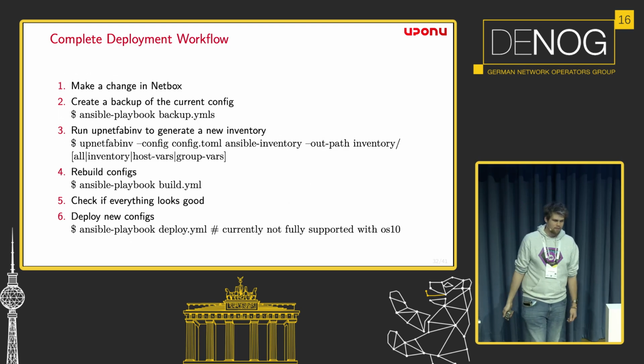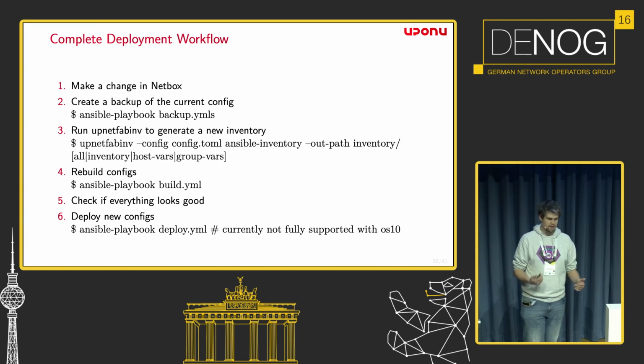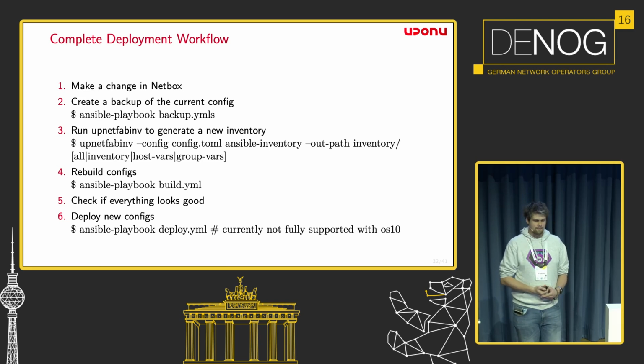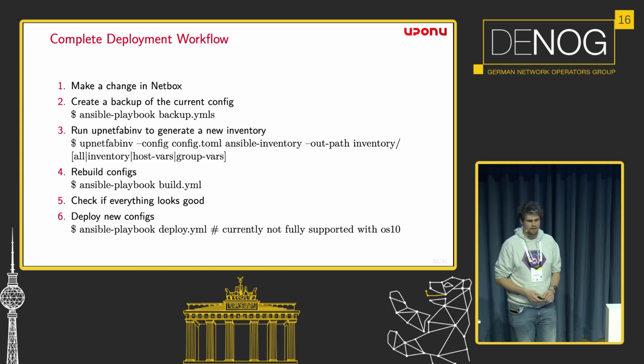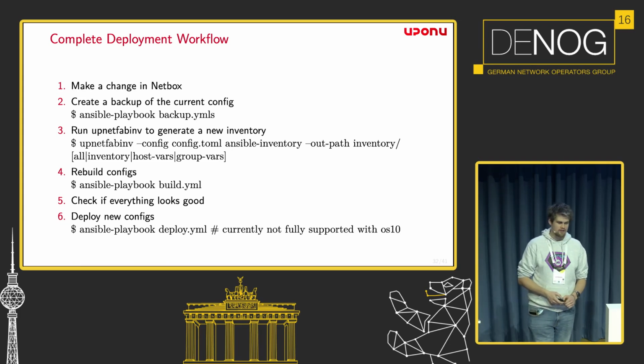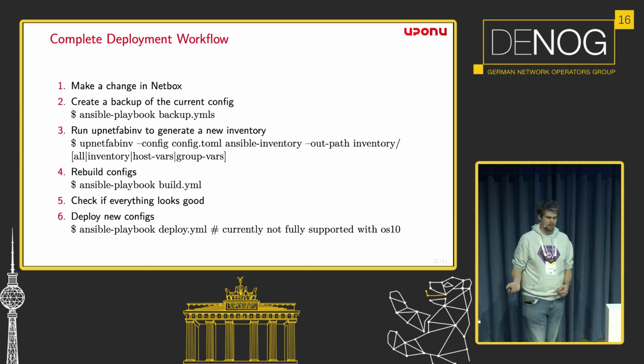So this is how our deployment framework looks like. We make some change in Netbox, like adding a VLAN. Then we create a backup of the current configs with a backup.yaml playbook. Then we run our inventory generation tool. We can generate everything, or we just generate some subsets, like only group variables, only host variables. Then we rebuild the configuration and check if everything looks good. If so, we use the playbook deploy to deploy it on the switches.